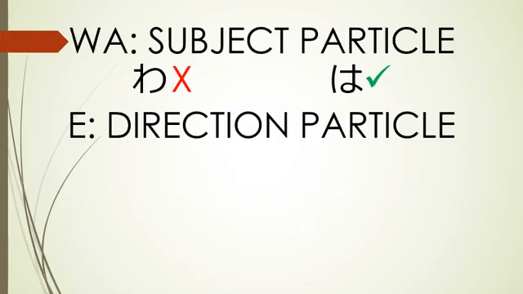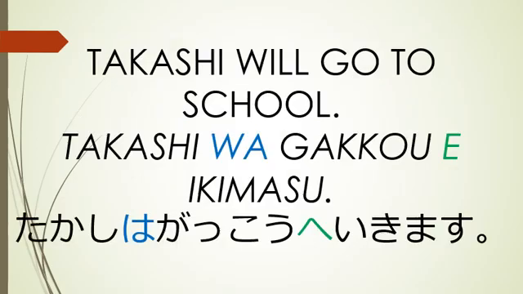Another example is e, our direction particle. We use this particle to talk about the direction that we're going. But we don't write this particle with the hiragana e. Instead, we use the hiragana he. So if we wanted to say Takashi will go to school, we could say Takashi wa gakko e ikimasu. Notice that the particle e is written with the hiragana he. Also notice that, once again, our particle wa is written with the hiragana ha.